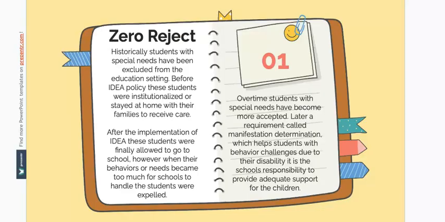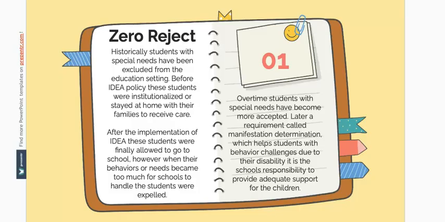First one was zero reject. Historically, students with special needs have been excluded from the education setting. Before the IDEA policy, these students were institutionalized or stayed at home with their families to receive care and education. But after the implementation of IDEA, these students were finally allowed to go to school. However, when their behaviors or needs became too much for schools to handle, the students were expelled. And we started from the beginning.